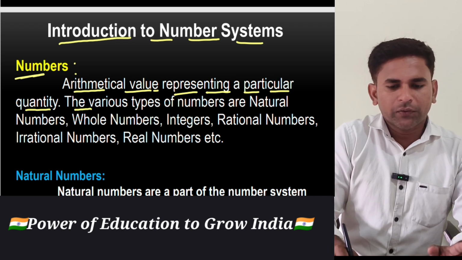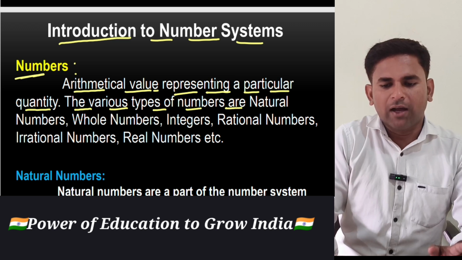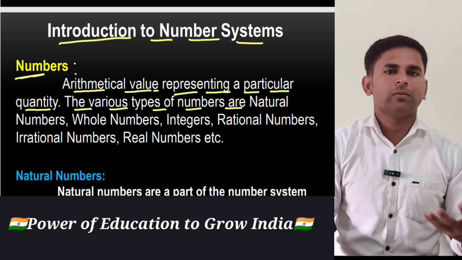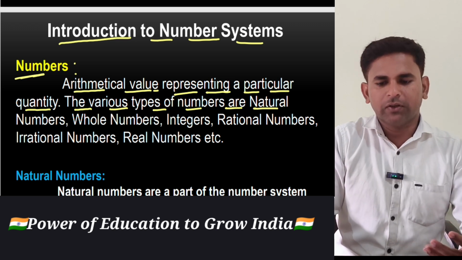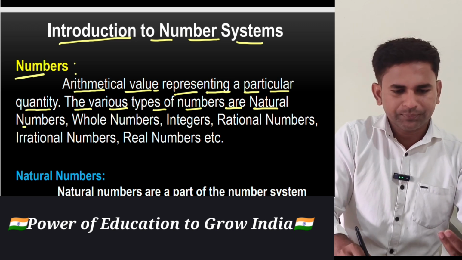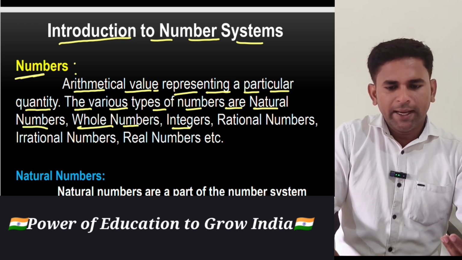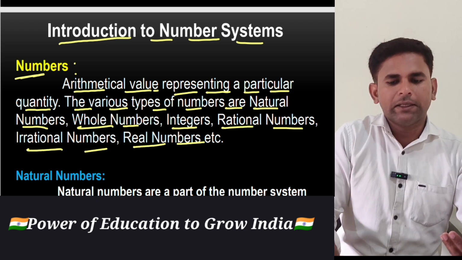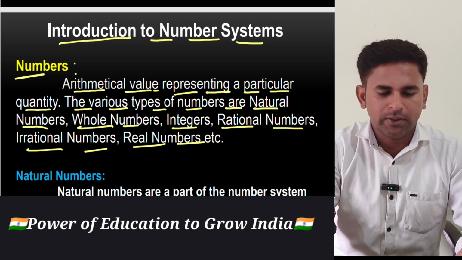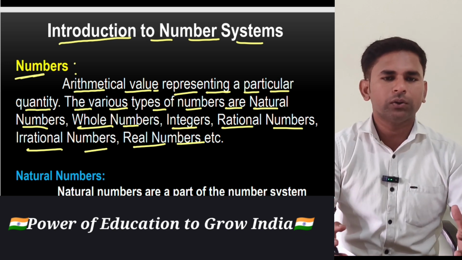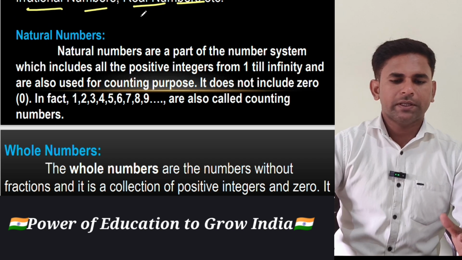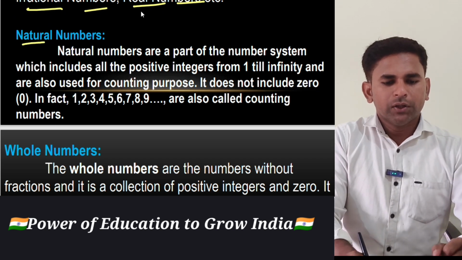The various types of numbers, it means we have different types of numbers. Which numbers are we going to talk about? For example, we are going to talk about natural numbers, whole numbers, integers, rational numbers, irrational numbers, and real numbers, etc. So first we need to understand natural numbers here. Okay, so you can see natural numbers.